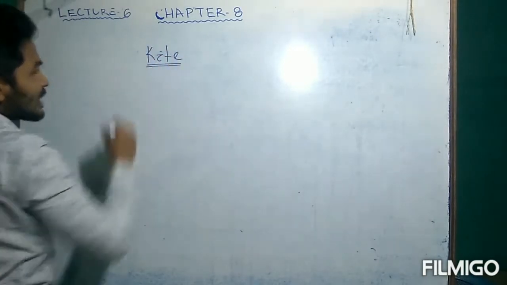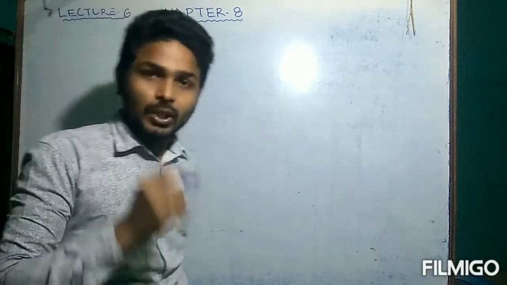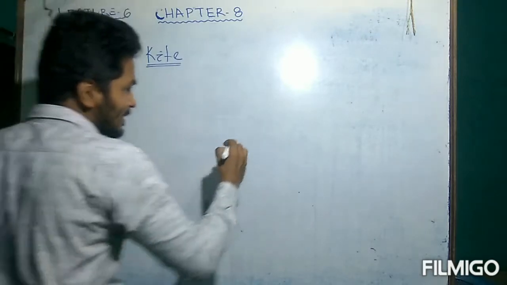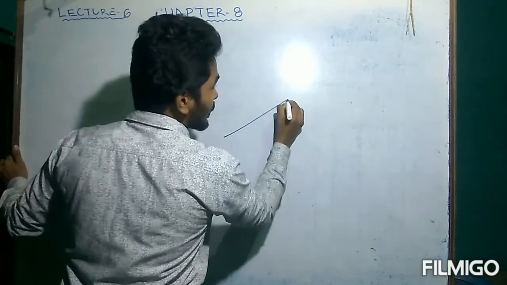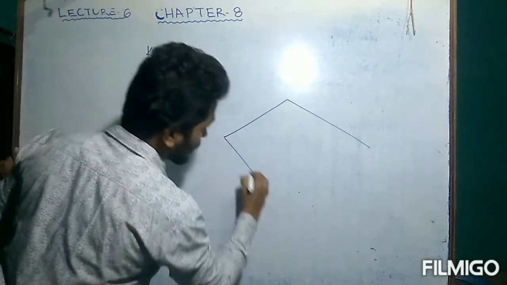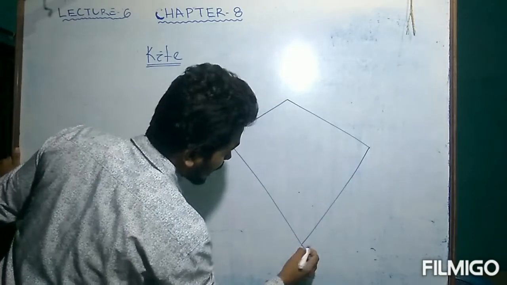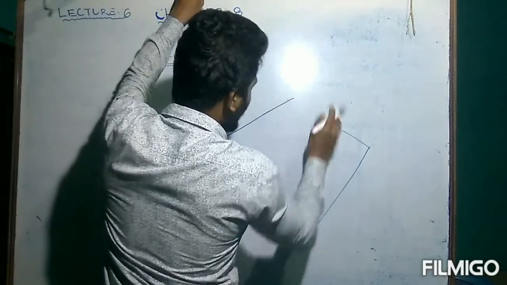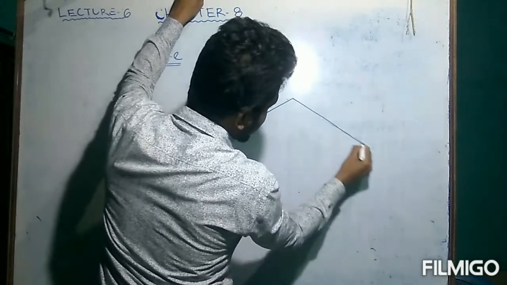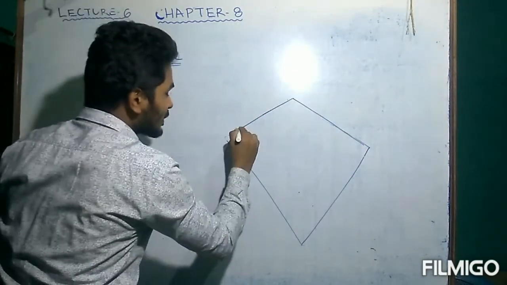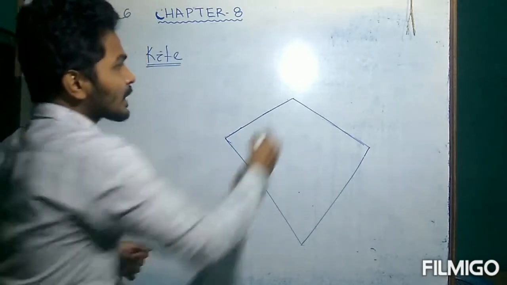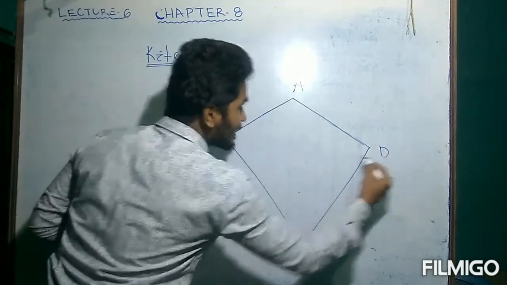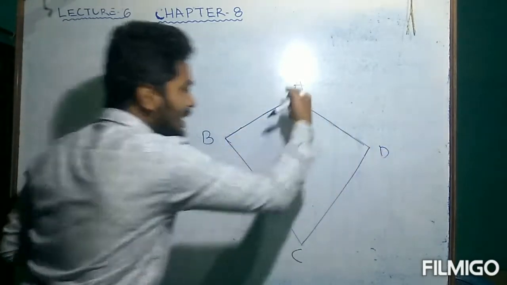Before discussing the properties of a kite, we have to first draw the diagram of a kite. You also know what the diagram of a kite is, yes or no? Yes. So let's draw it. This is the example or diagram of a kite. Since it is a quadrilateral, it has how many sides? It has 4 sides: AB, BC, CD and DA.